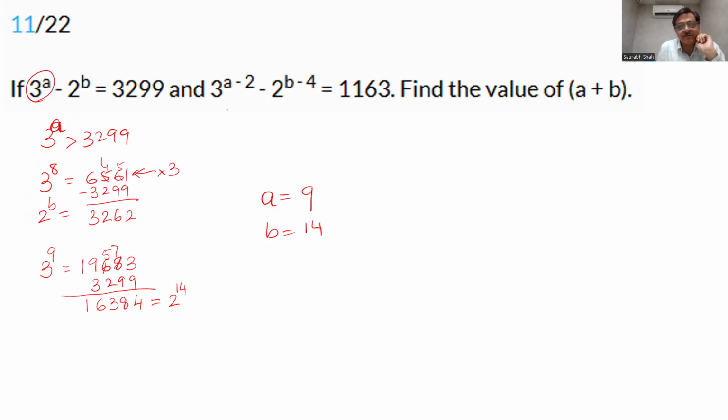We don't need to verify this. You can verify if you want to. But 9 plus 14, you are asked 9 plus 14. That gives us 23 as the answer. The correct answer to be entered is 23.